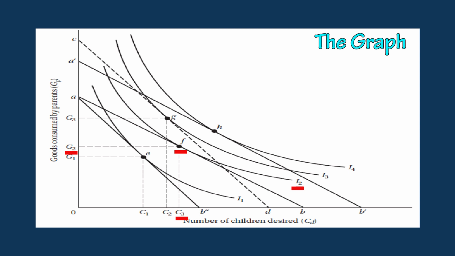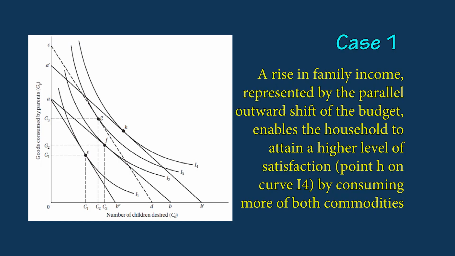Case 1. What is case 1? A rise in family income, represented by the parallel outward shift of the budget line, enables the household to attain a higher level of satisfaction at point H on curve I4 by consuming more of both commodities. That is, if children, like most commodities, are assumed to be normal goods, meaning demand for them rises with income, right? So case 1 is about a rise in income, and that equilibrium is happening at point H, right?